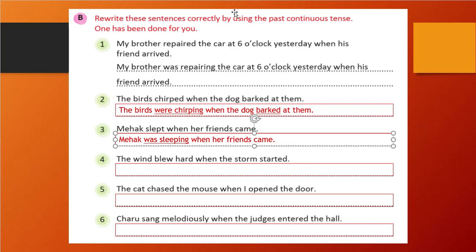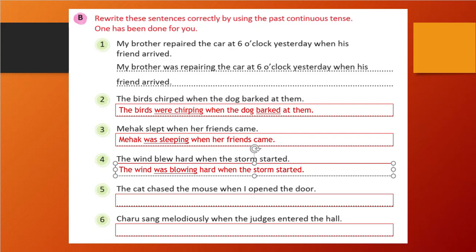Similarly, you see the fourth one, the wind blew hard when the storm started. The storm already started, so the wind was blowing, right? Blew will become blowing. So the correct answer is the wind was blowing hard when the storm started. Okay? See, it was very easy. Similarly, for the fifth one, what does it say? The cat chased the mouse when I opened the door. You have already opened the door, so this will not get changed. Only chased will become was chasing. Right?